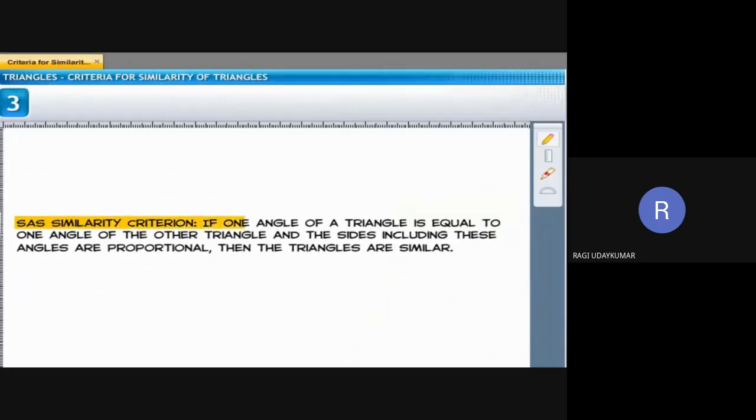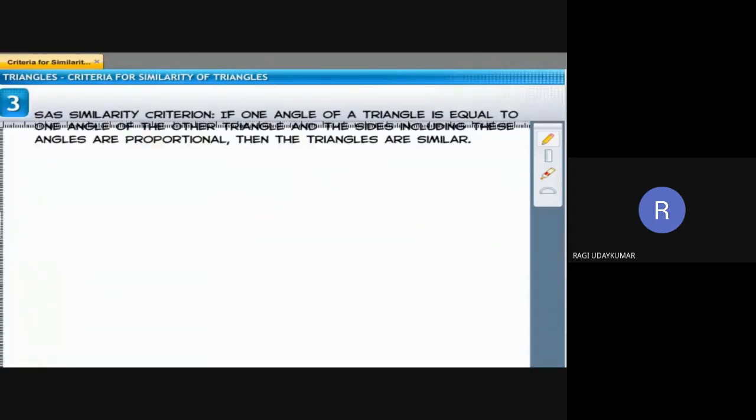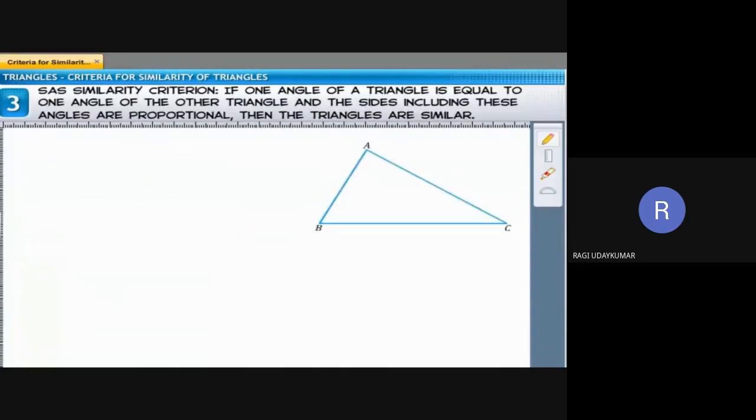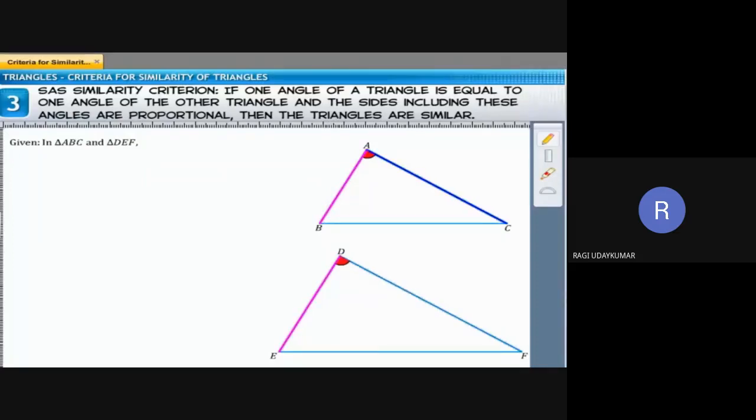The next criterion is the SAS similarity criterion. Let us see this a little bit faster. What is the criterion here? If one angle of a triangle is equal to one angle of another triangle, and the sides including these angles are proportional. You see here triangle ABC and triangle DEF: AB by DE is equal to AC by DF and angle A equals angle D.